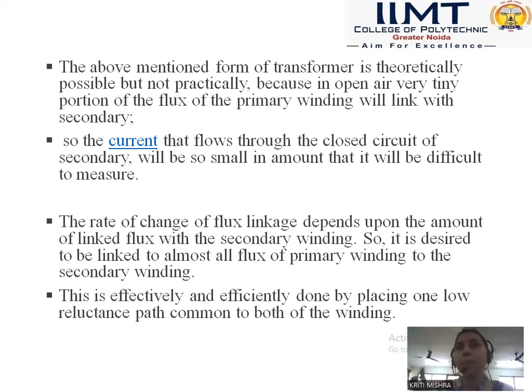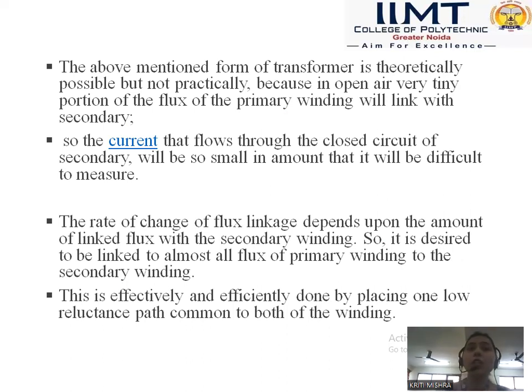If open air is the medium for the primary winding to transfer its flux to the secondary, a very tiny portion of the flux will link with the secondary, as mostly all the flux will be leaked. It will not link up with the secondary winding. So the rate of change of flux linkage depends upon the amount of flux linked with the secondary winding, right?